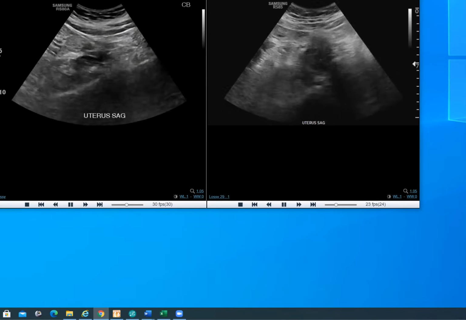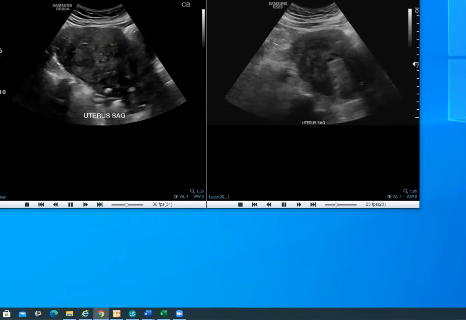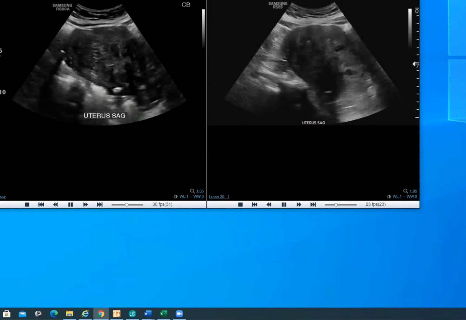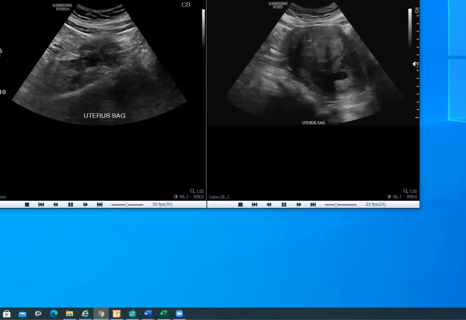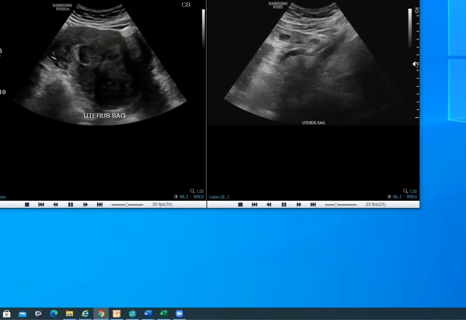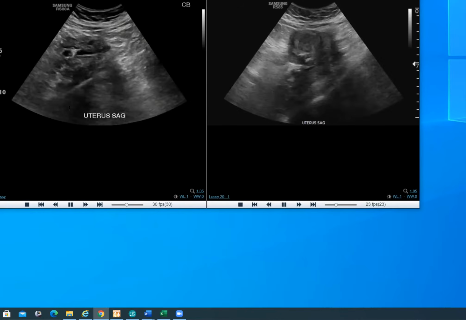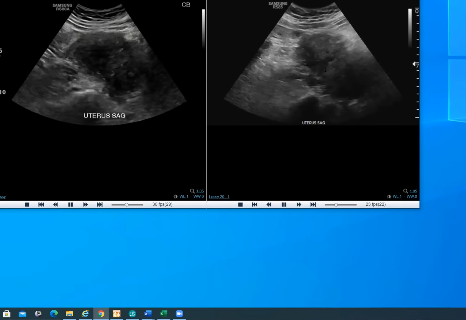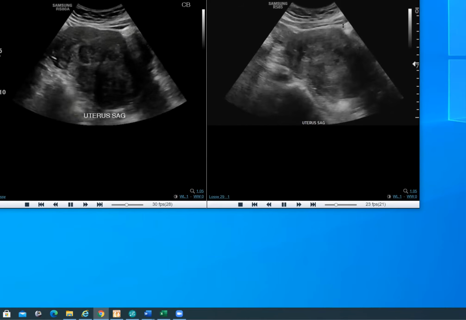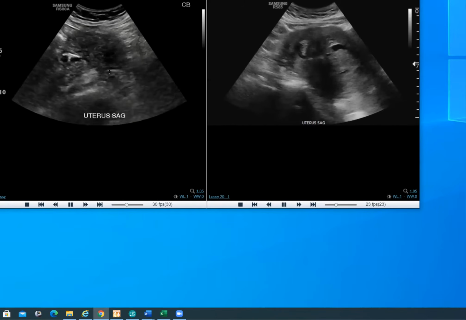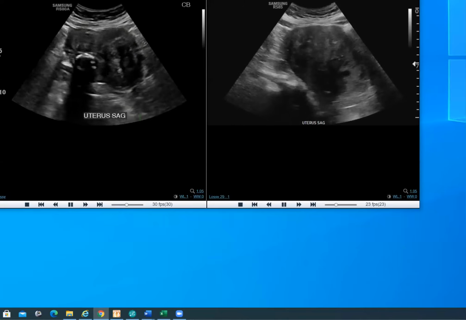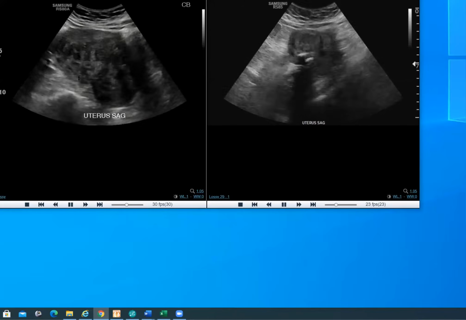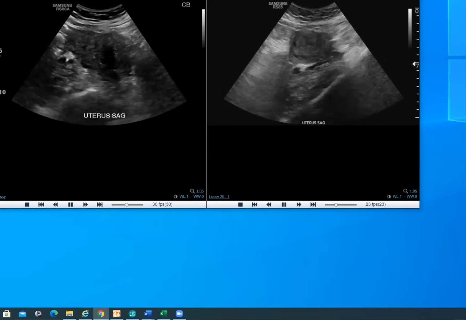Okay, great. So this is a postmenopausal woman coming in with vaginal bleeding, and she has a history of fibroids. On the left side here is an ultrasound from 2019, and then more recently, she had an ultrasound on the right here. So I wanted to show this case because oftentimes we get overwhelmed by fibroid follow-up.